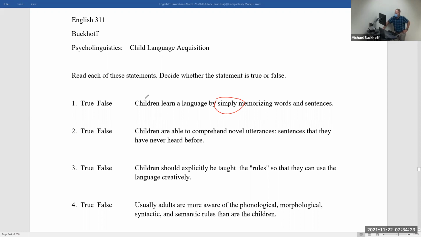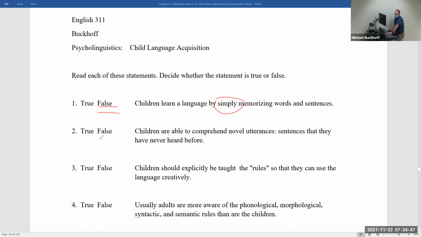True. I'm going to say in this one, it's false, because simply means only by memorizing words and sentences. So children learn by memorizing, to be sure, but probably that's not the only way that children acquire a language. So we'll say this one is false.